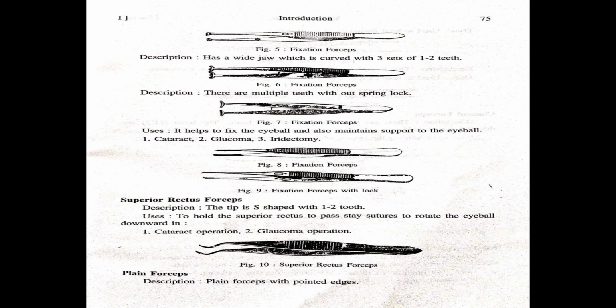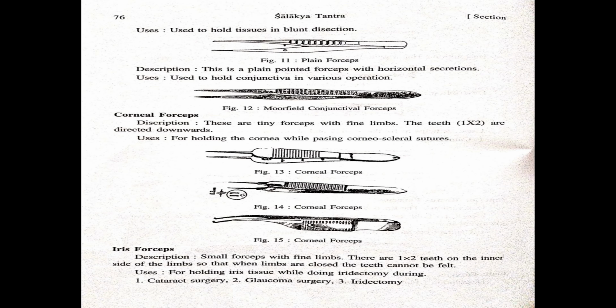Plain forceps. Description: plain forceps with pointed edges. Uses: used to hold tissues in blunt dissection. Figure 11: plain forceps. Description: this is a plain pointed forceps with horizontal serrations. Uses: used to hold conjunctiva in various operations. Figure 12: Moorfields conjunctival forceps.